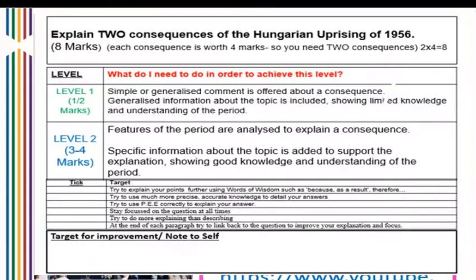So they mark one of your consequences out of 4, and then they mark your other consequence out of 4. Okay, so down here at the bottom, to get 4 out of 4 on one of those consequences, you need features of the period to be analysed to explain a consequence, and specific information about the topic added to support the explanation, showing good knowledge and understanding of the period.